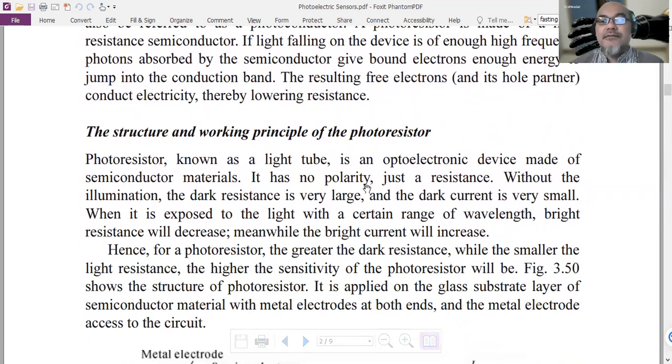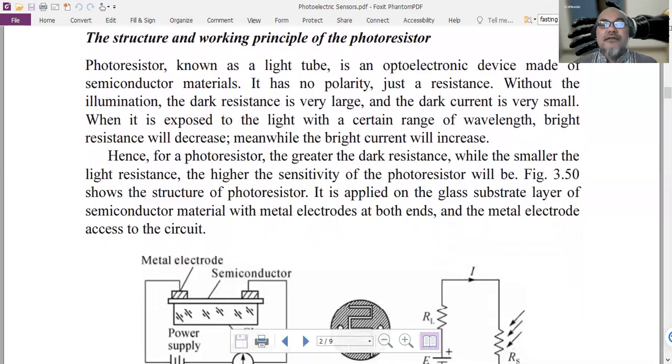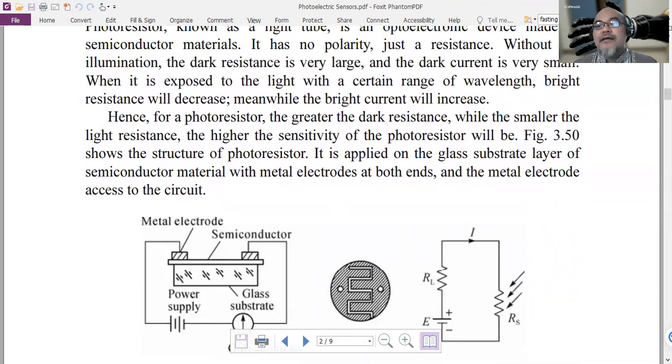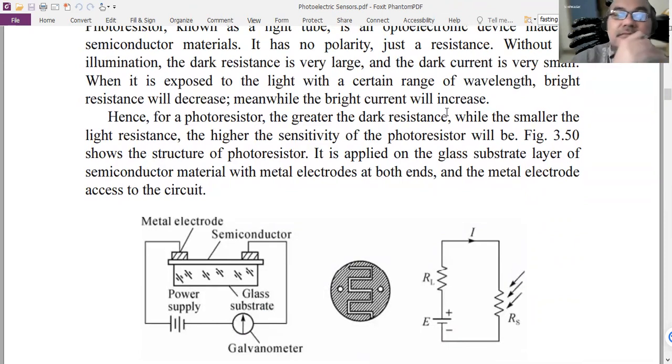A photoresistor, known as a light tube, is an optoelectronic device made of semiconductor materials. No polarity, just resistance. So without illumination, the dark resistance is usually very high, so the current is very small. We call it dark current. So the dark current, when you purchase a photoresistor, is one of the specifications usually mentioned in the data sheet. The dark current is the current that flows through that photoresistor when there is no light at all.